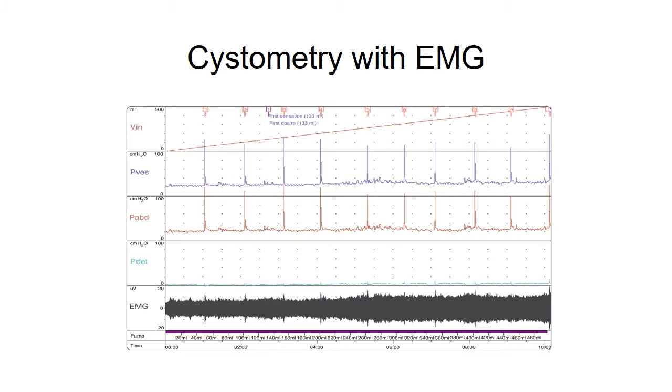Now we can see that the EMG is added to the cystometry. Here we can see the volume of the fluid increases. As the volume of the fluid increases, there is no increase in the vesical pressure and abdominal pressure. The detrusor pressure remains below 10 centimeter of water, and we can see that the external sphincter is contracting, and so there will be no urine leakage.